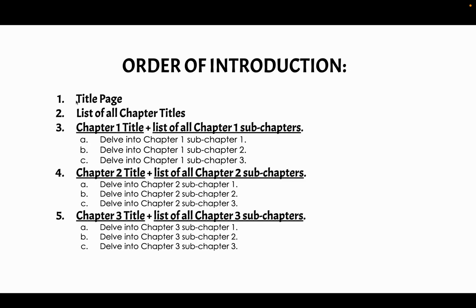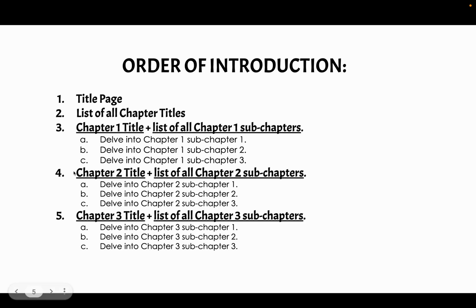Slide number 1, you'll have a title page. Slide number 2, you would list all of the chapter titles so that your audience can see them. And then slides 3, A, B, and C might look like you show the chapter 1 title and then the list of all the chapter 1 sub-chapters. Then the next slide, you would delve into chapter 1, sub-chapter 1. Then the next slide, delve into chapter 1, sub-chapter 2. Then the next slide, delve into chapter 1, sub-chapter 3.